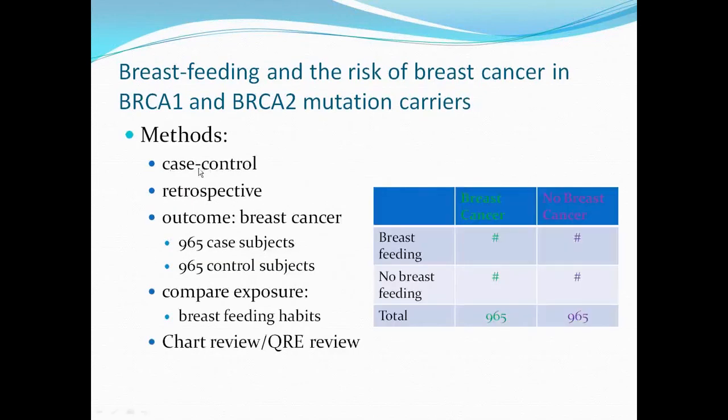And so the methods part of this article described that it was a retrospective case control study. It said the outcome that they were studying, which was breast cancer, and they said that they had 965 breast cancer cases and 965 controls, or women without breast cancer. And then what they did was a questionnaire review or medical records review that compared the breastfeeding habits of these women.